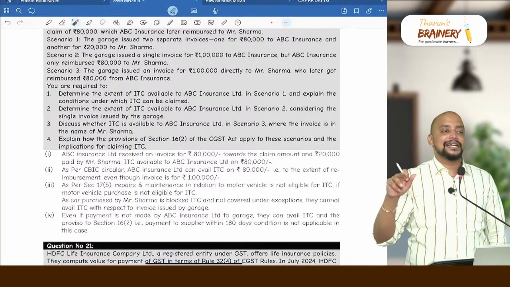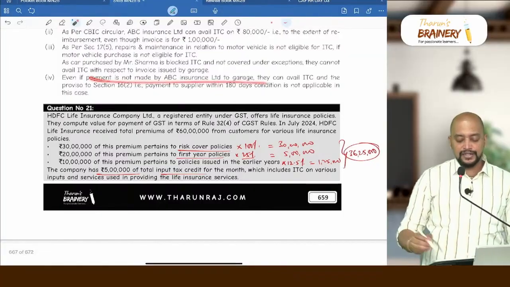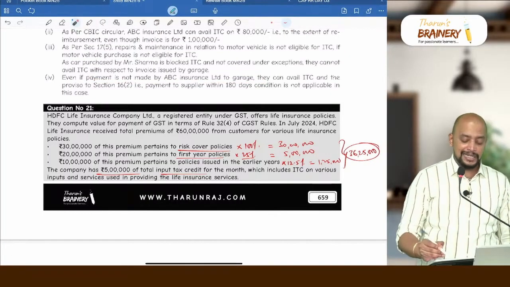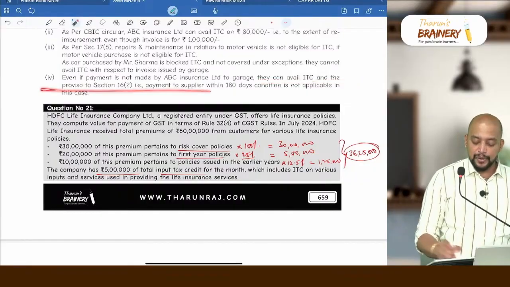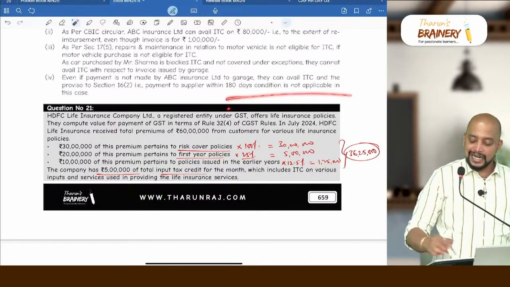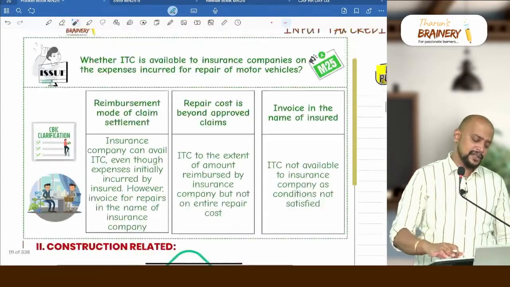That 180 days condition is not applicable in that case. You read the answer. Even if payment is not made by ABC Insurance Limited to the garage, they can avail ITC, and the provision of section 16(2), that is payment to supplier within 180 days condition, is not applicable in this case. So that is about this.